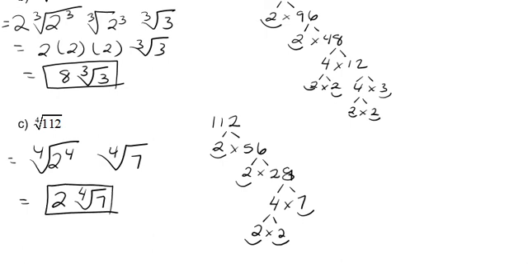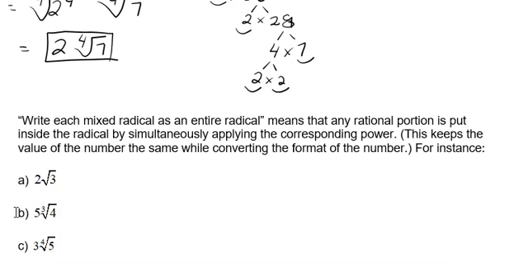So that's taking our radicals and putting them in what's called simplest form, but the simplest form in every one of these cases happens to be a mixed radical form. We can also go the other direction. We can write each mixed radical as an entire radical. That's where we start out with a mixed radical and we want to put it all under the radical form. So we do that basically the opposite of what we were just doing.